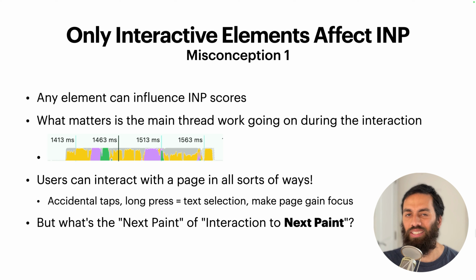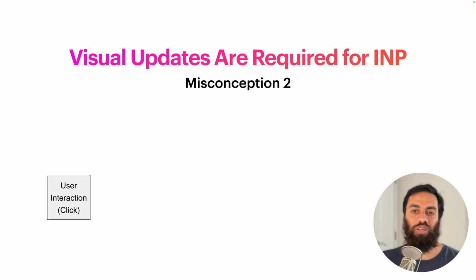But INP stands for Interaction to Next Paint. If you click on a paragraph and there is no paint that needs happening, then what is the browser waiting for? What is this time that it is considering? There's no paint needed. That brings us on to the next misconception, which is that visual updates are required for INP. That statement is incorrect.